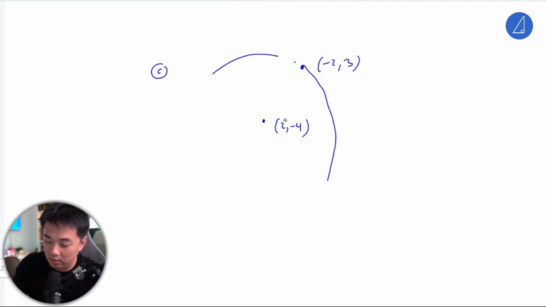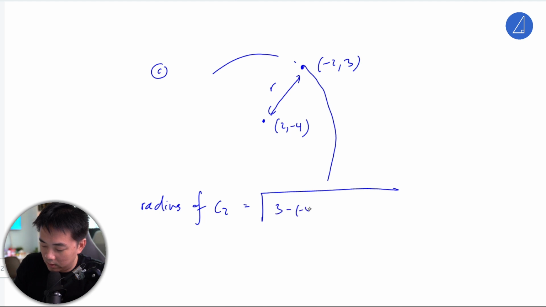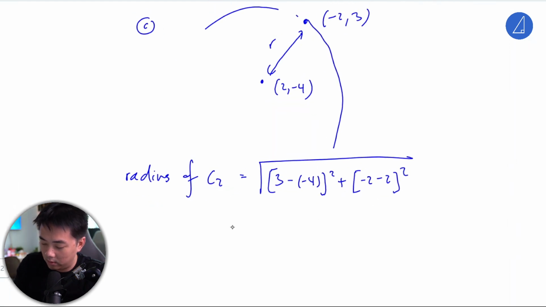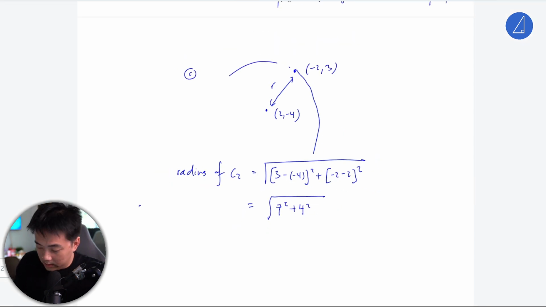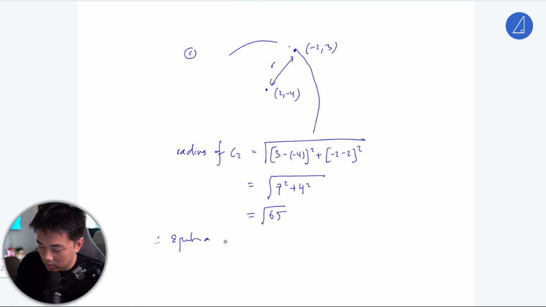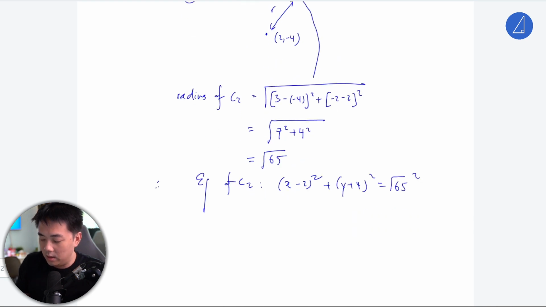So in other words, this is the circle you're looking at. The radius, just find the radius. So radius of C2 is the square root of 3 minus -4 square plus -2 minus 2 square. Okay, so there we go. The 7 square plus 4 square. Just key in calculator. 65. Usually don't key in the root. So hence the equation of C2 will just be x minus 2 square, because it shares the same center, plus y plus 4 square equals to root 65 square. Just expand it.